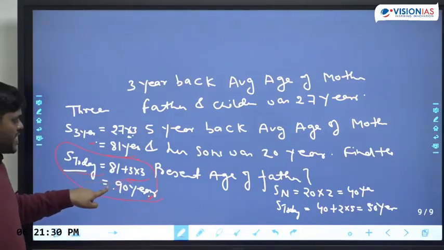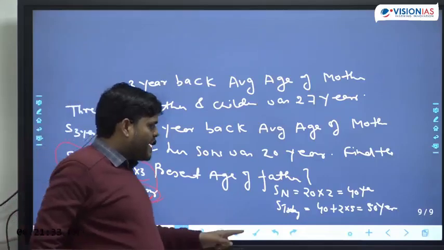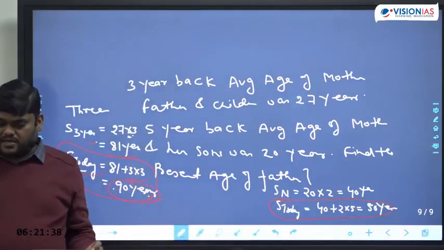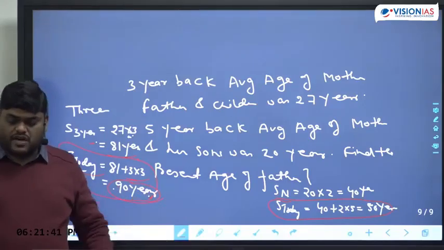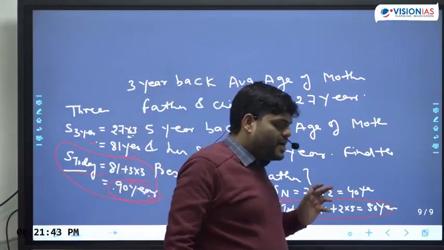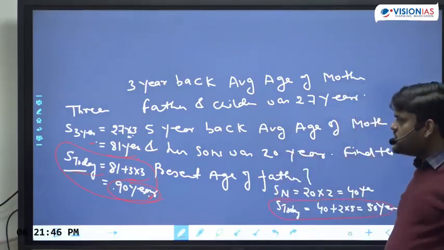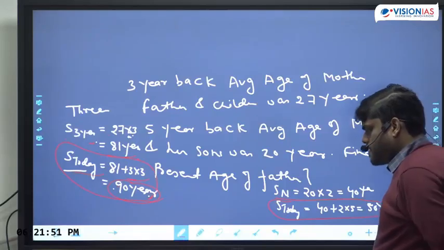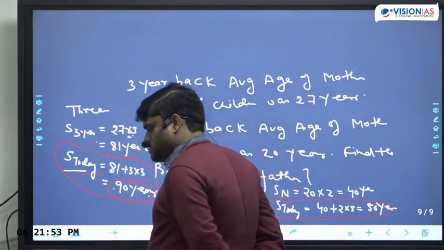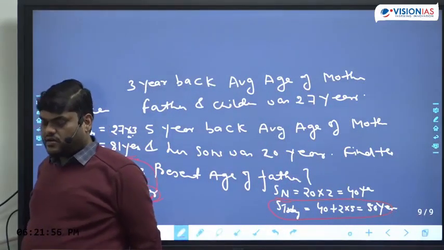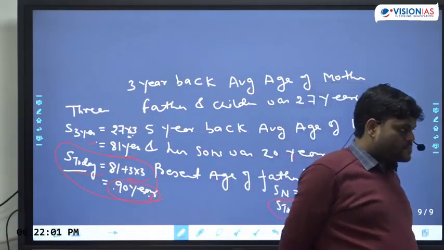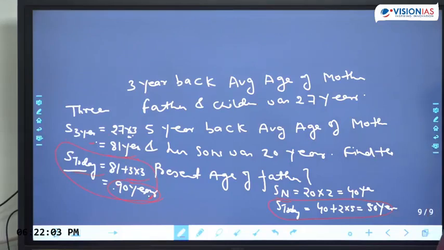3 persons have a total age today of 90 years. Out of that, 2 persons have a total age of 50 years today. So what is the age of the third person? The age of the third person will be 40 years. Is this clear or not? The answer is 40 years.